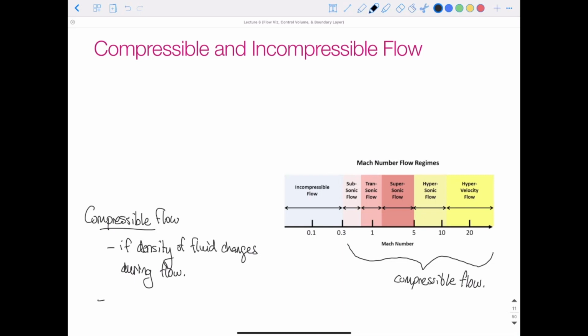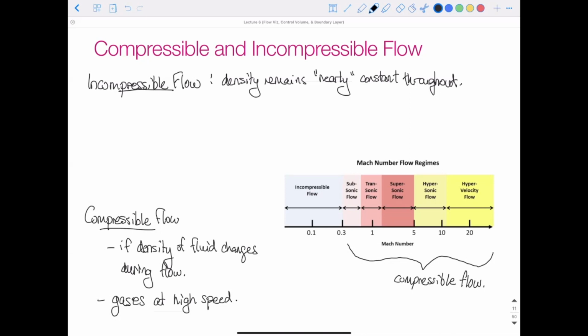And this is possible in fluids that are gases and generally when they're at high speeds. So the opposite of compressible flow would be incompressible flow. So incompressible flow, we said, is if the density of the fluid flowing remains nearly constant throughout.